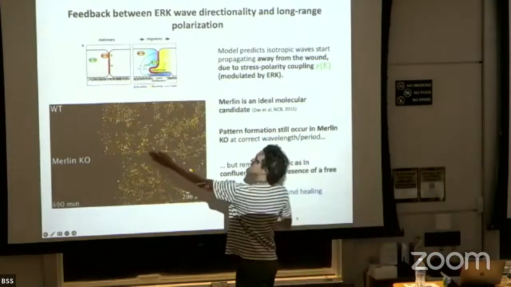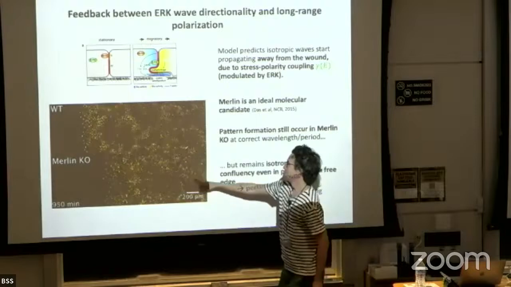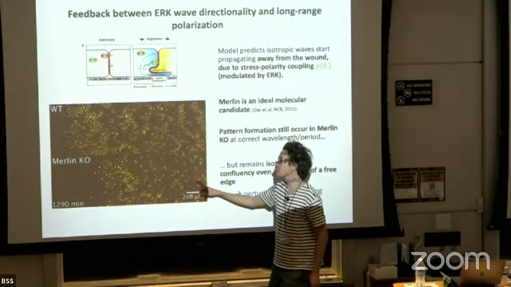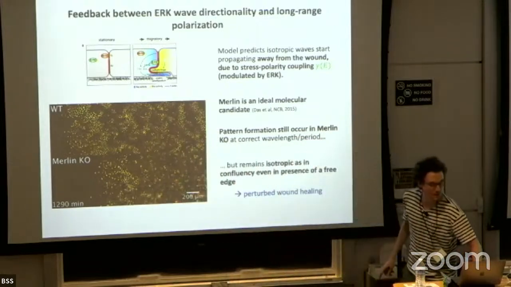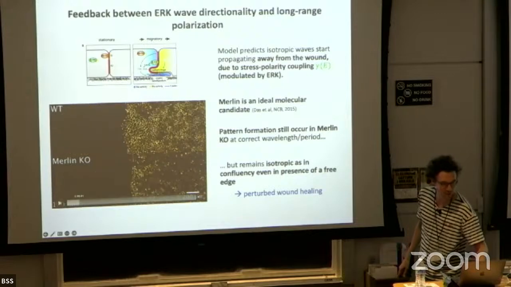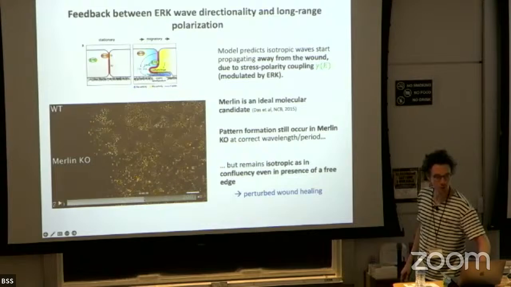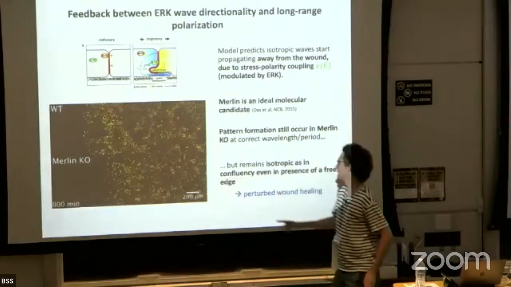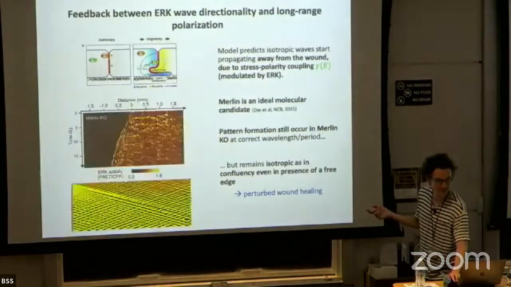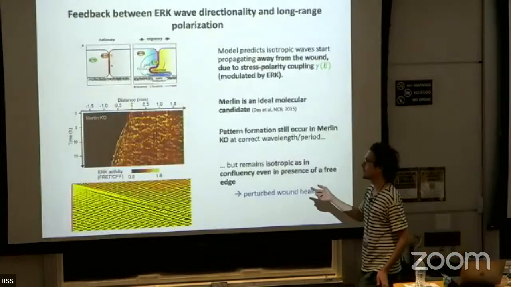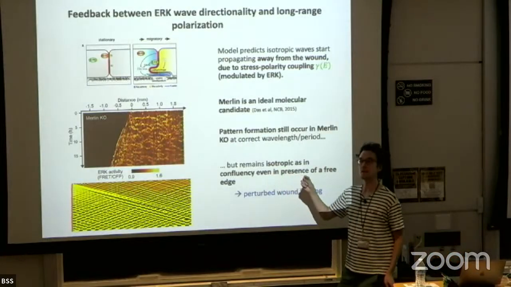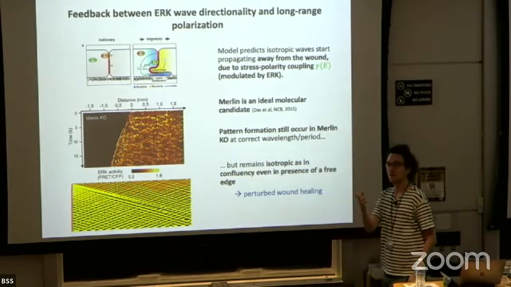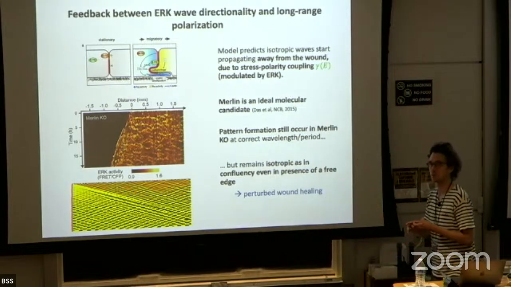The wild types break symmetry and you have waves going in one direction. But these Merlin knockouts, if I play the movie again, are not very good at closing wounds. And if you look, their waves are not breaking symmetry. I hope you can appreciate that in the wild types, the waves are all going from front to back. In the Merlin knockouts, there are some waves, but they don't break symmetry. That's exactly the prediction of the theory: if you remove the stress polarity coupling, you still have waves, but they don't break symmetry upon wound healing, which is the stimulation. So we think that Merlin in this system is exactly the stress polarity coupling mechanism.